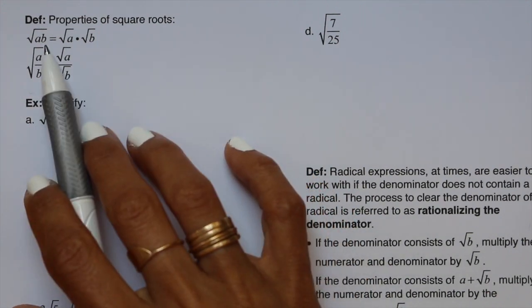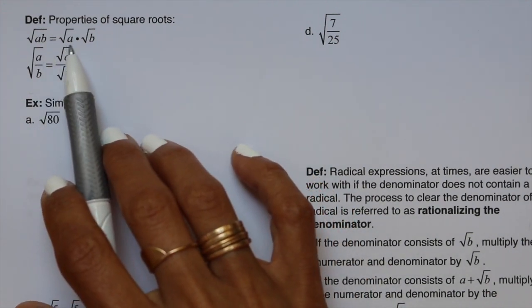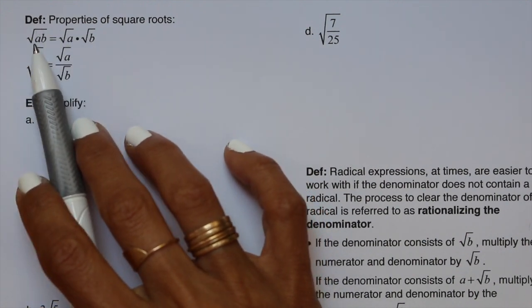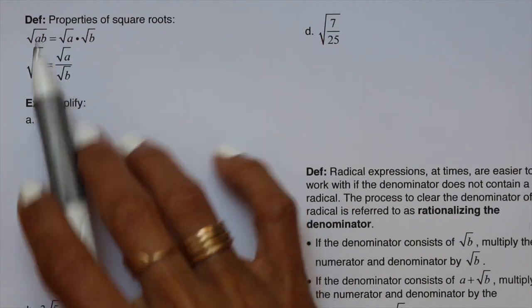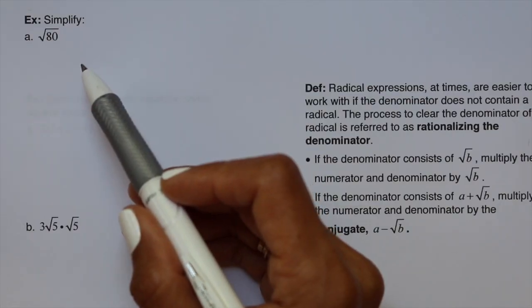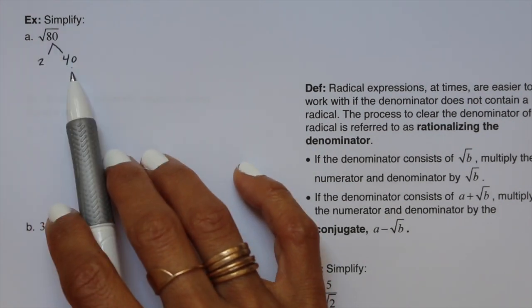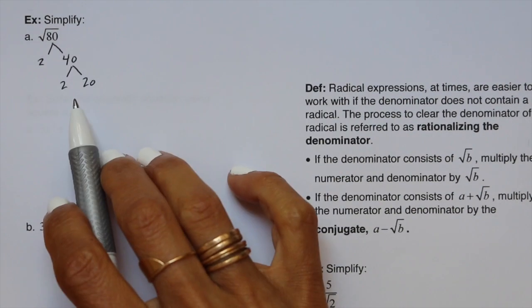And you can also use these properties in the other direction. So if you have the square root of a times the square root of b, you could rewrite the expression as the square root of a times b all under one radical. This example says to simplify the square root of 80. What we're going to do is break down 80 using a factor tree. So first I broke down 80 as 2 times 40, and then we'll keep going.